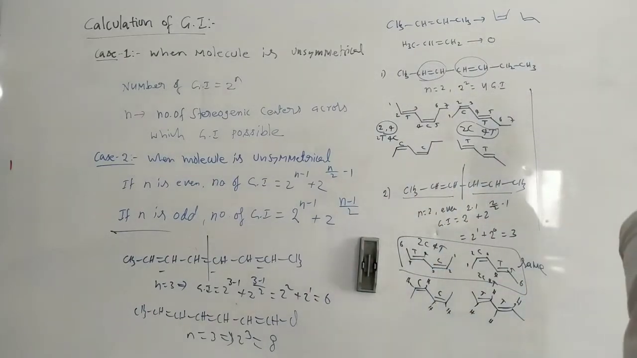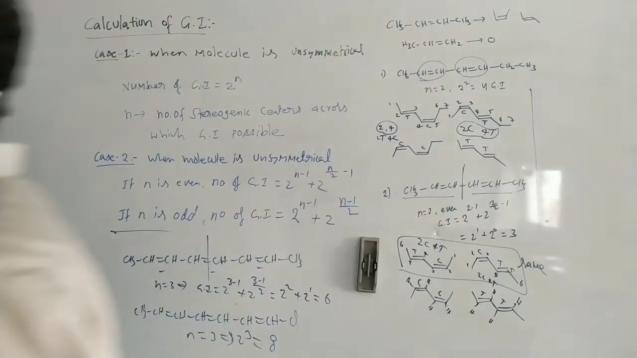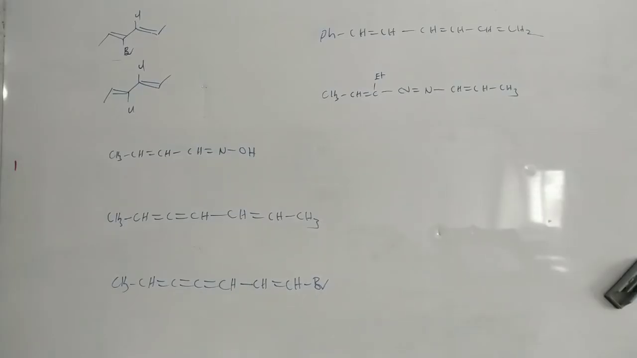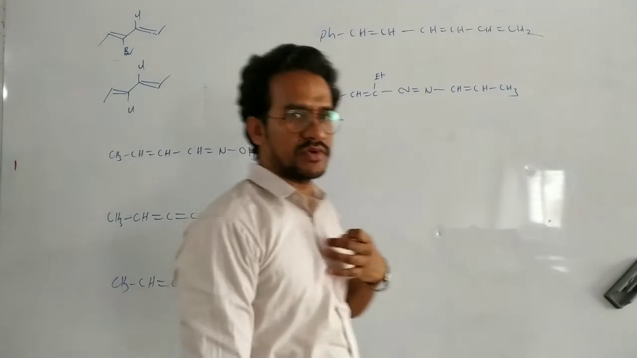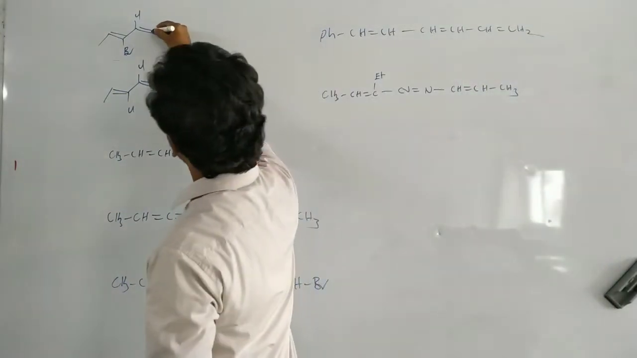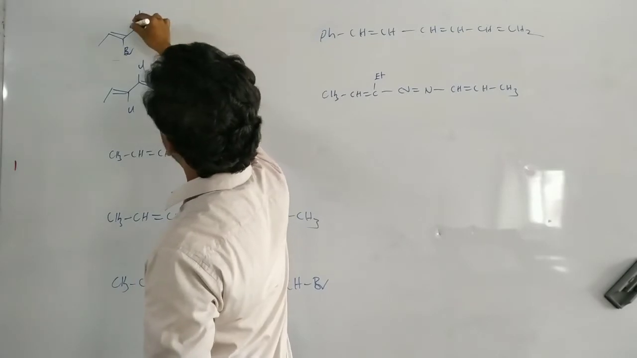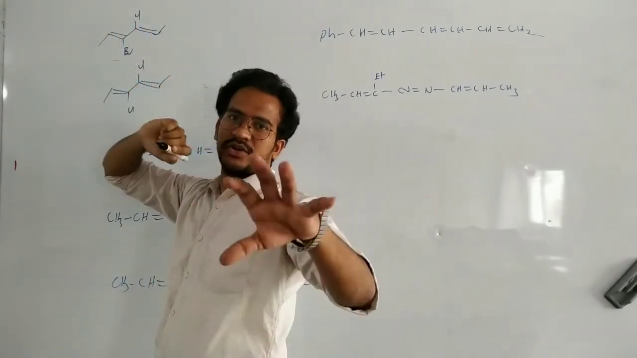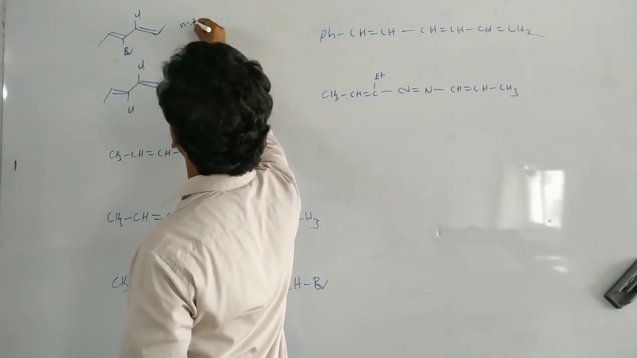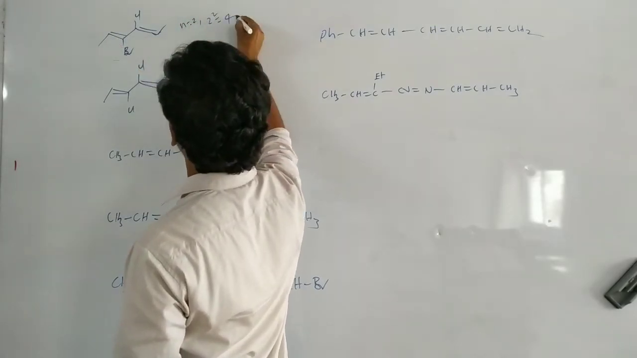Let us discuss some more examples of geometrical isomers. In this case, this chlorine-bromine compound is an unsymmetric molecule, it cannot be cut into two equal halves. So here double bond, here double bond, so n equals 2. That means 2 power of 2, 4.